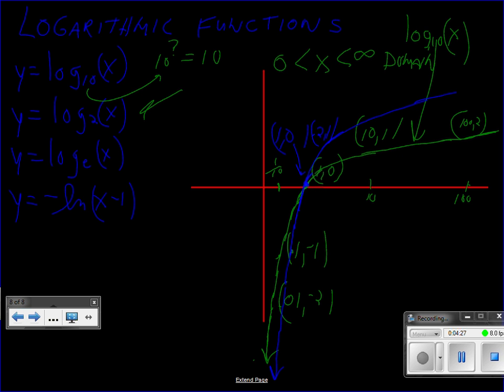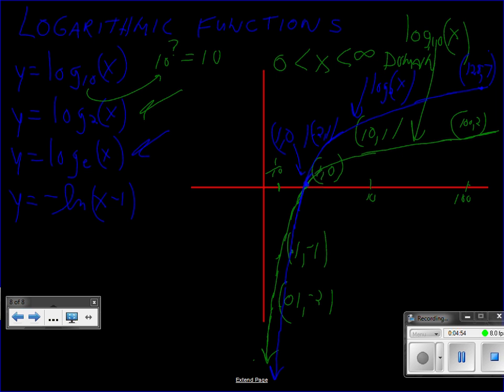We get another point at 128. You have to think about this. If you know your powers of 2, 128 is 2 to the 7th, so you're at 7. So it goes up higher. It also crosses this way, so it has the same general shape. This here is log base 2 of x.